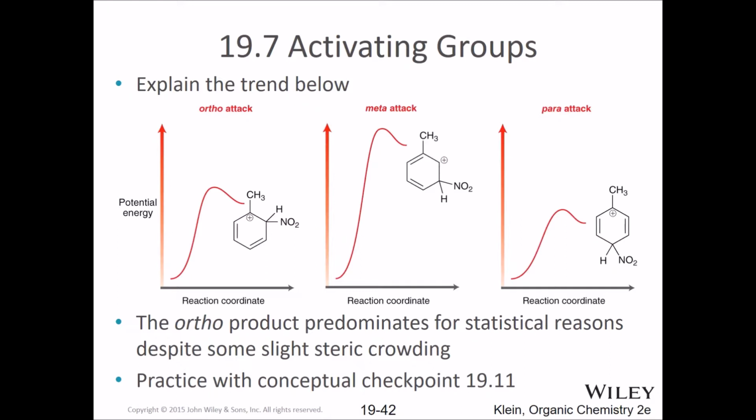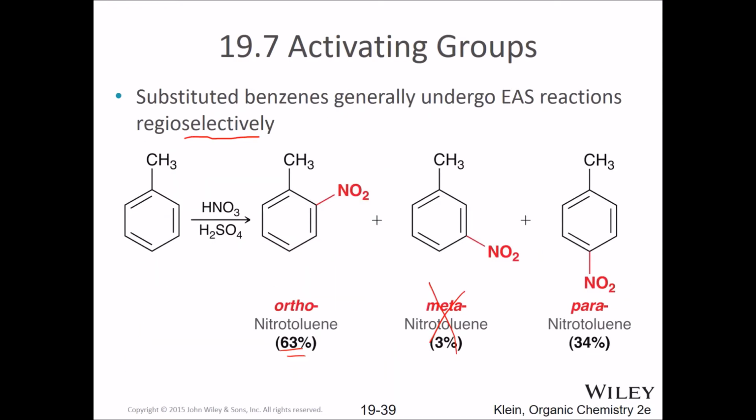So the ortho product predominates. Why does the ortho product predominate? There is some crowding here at this position, right? But the ortho product predominates. Why? For statistical reasons. What statistical reason? Well, I'll tell you. There are 2 ortho positions for every 1 para position, right? So I'm going to go back to the first slide. There are 2 ortho positions for every 1 para position. And ortho was 63% and para was 34%, right?